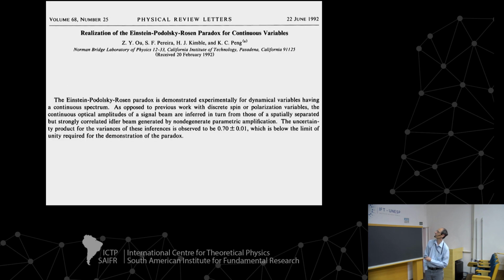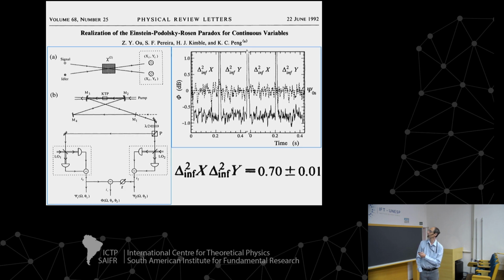Going a little bit faster, and going now to something more relevant. That's the Einstein-Podolsky-Rosen generation. Once again, Jeff Kimble here at Caltech. So what you have here is a KTP crystal producing a pair of modes. You send into arms and make a measurement with local oscillators. And you compare the quadratures on both sides, measuring the inferred variances.